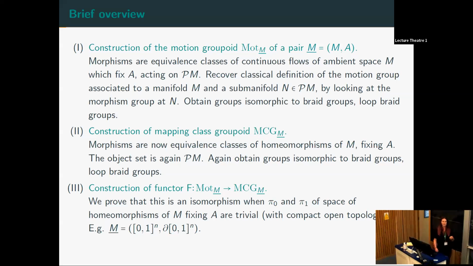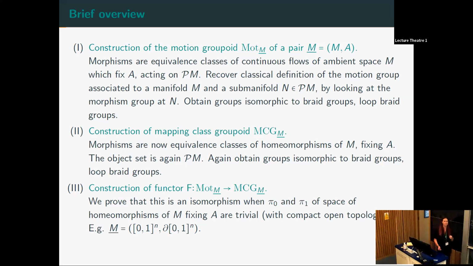So for example, if we take the unit interval, unit square, unit box, anything like that, and fix the boundary, we get an isomorphism. So in particular, that explains the braid, loop braid cases appearing in both settings.